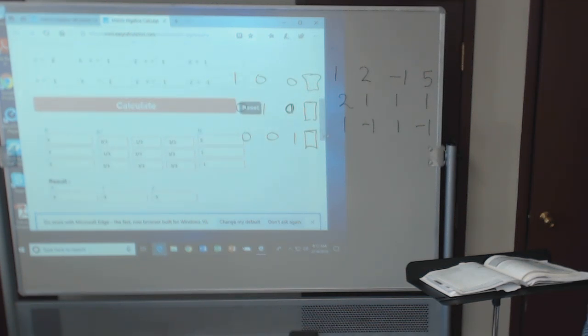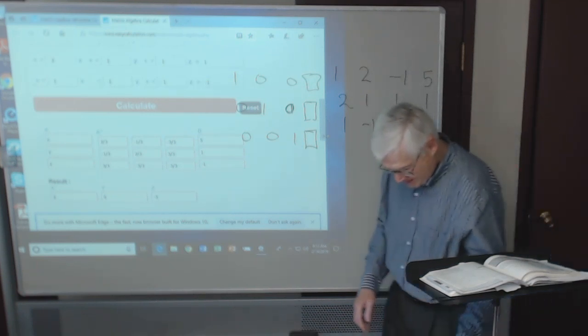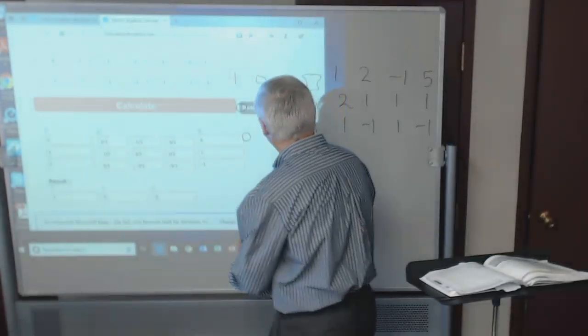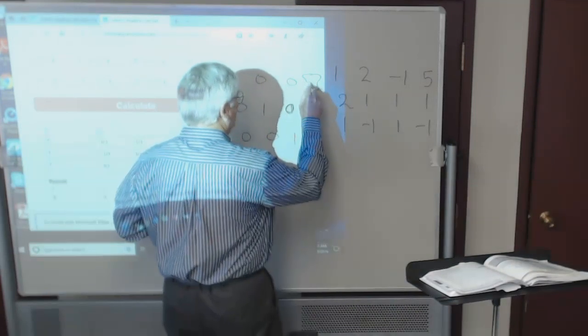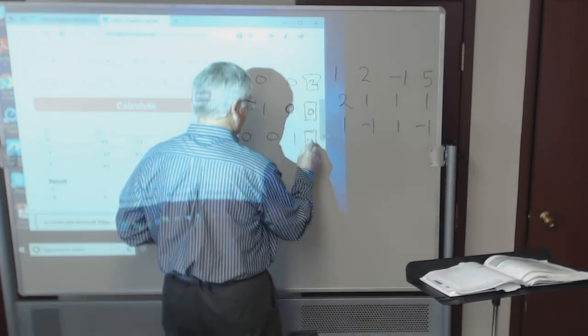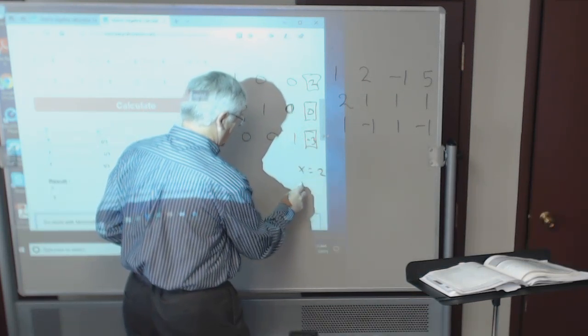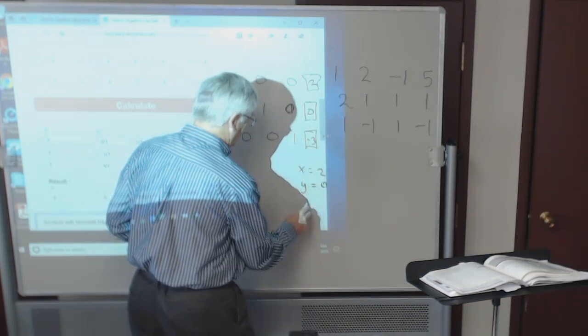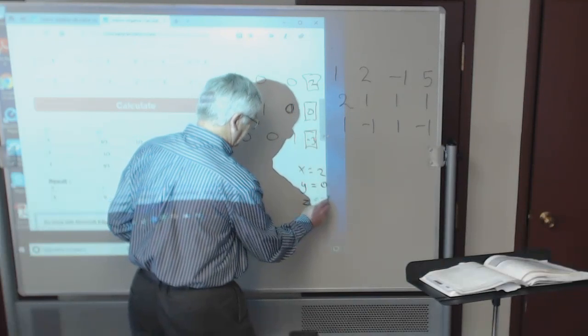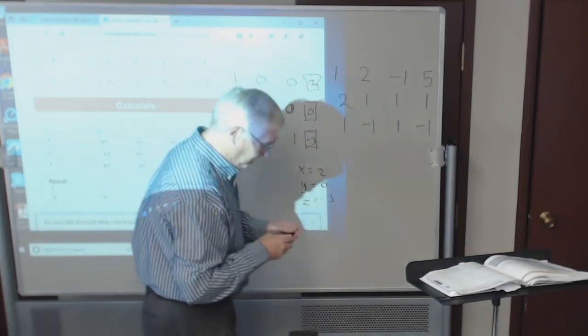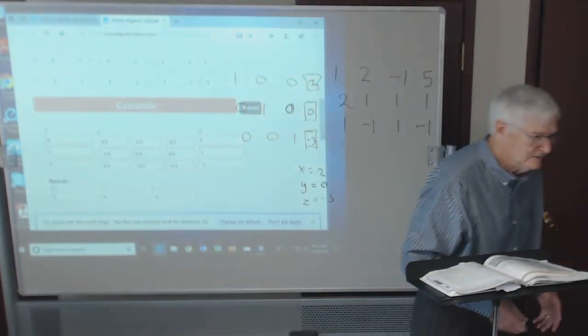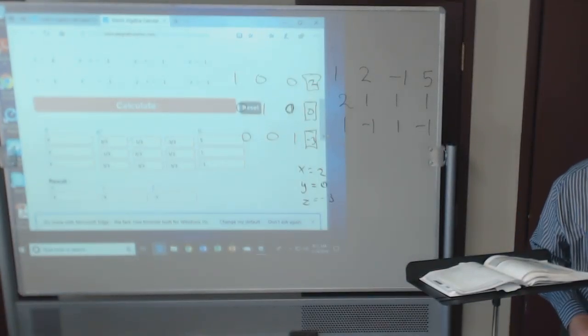So, what happens is now in this thing over here, 2, 0, negative 3. So x is 2, y is 0, and z is negative 3. So the calculator just did all the work for you.